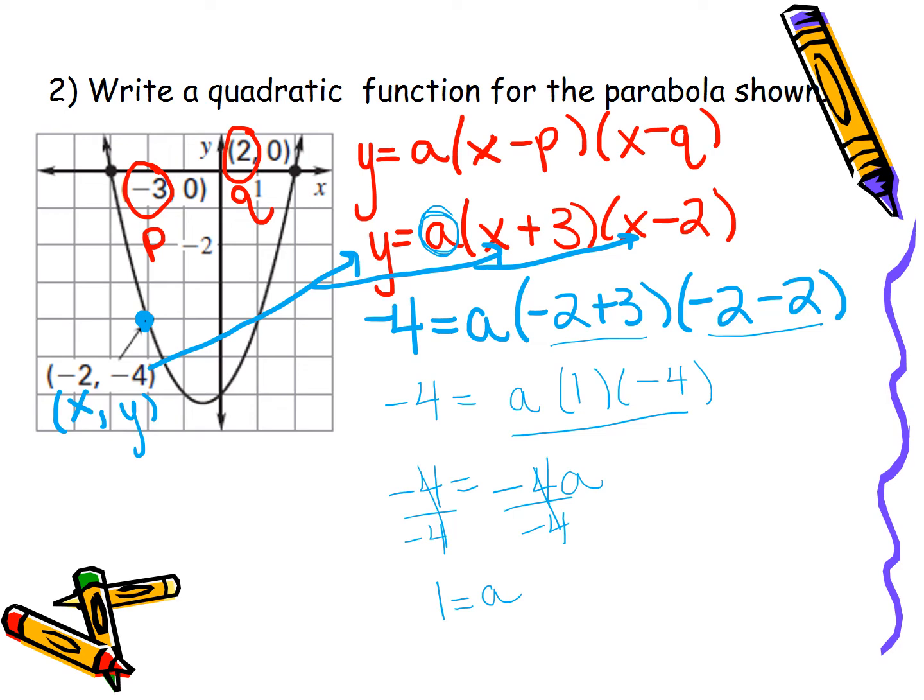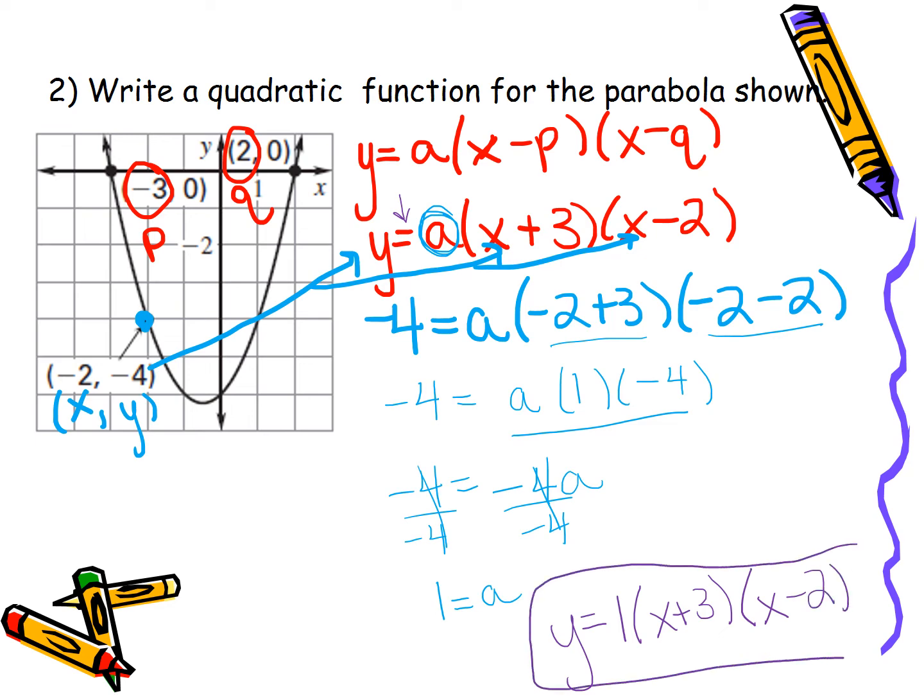So back to our equation up here. We know a is 1 now, so our final quadratic equation is going to be y is equal to, if you want to write the 1 there for a, you can, times x plus 3 in parentheses times x minus 2 in parentheses. And that is my final equation for number 2.